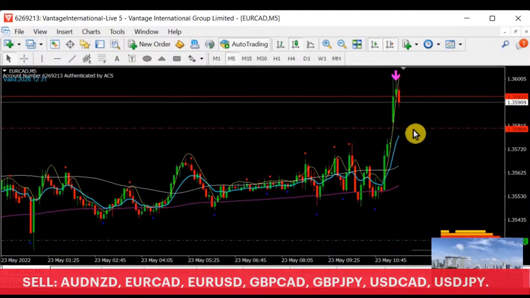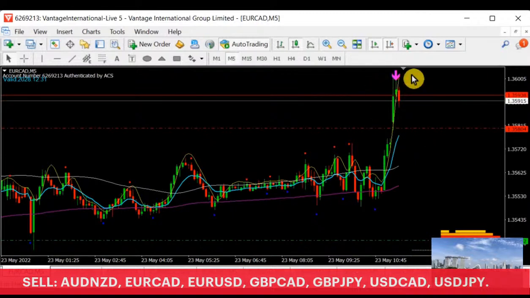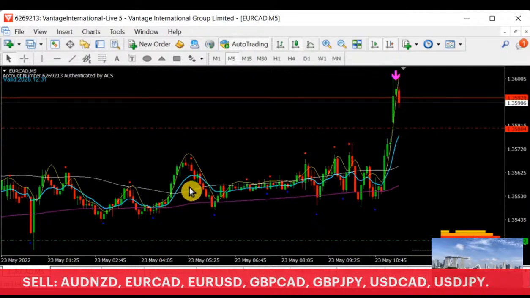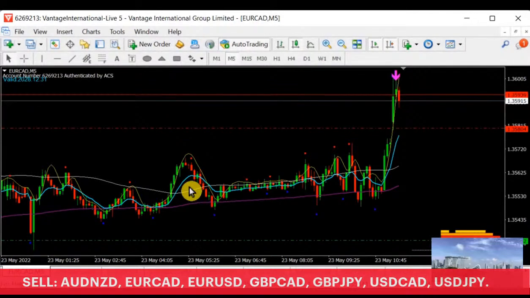So for euro CAD, although now it's a selling signal, it's not the right time yet. This is not the right time for us to sell, because we do not know whether this becomes a buying candle on the previous resistance that will give a signal that it is a support. So this is not the right time yet.